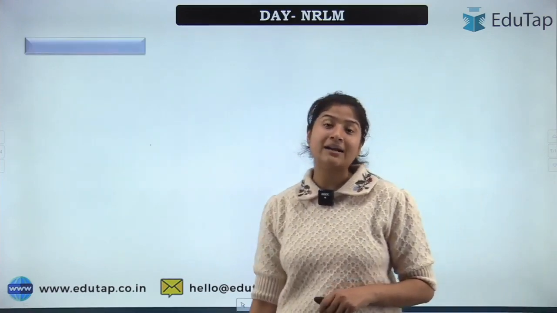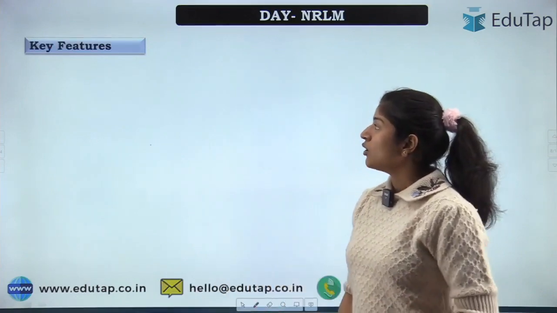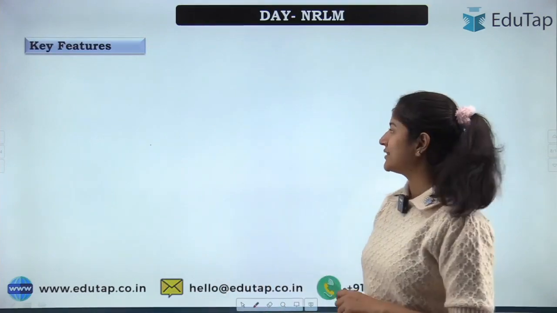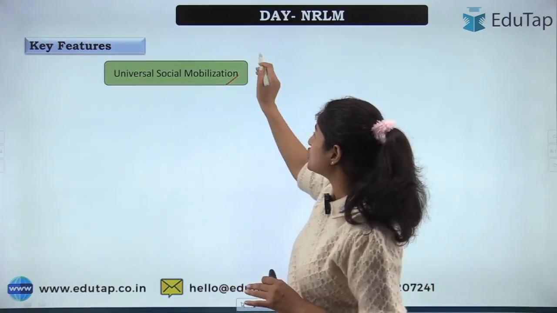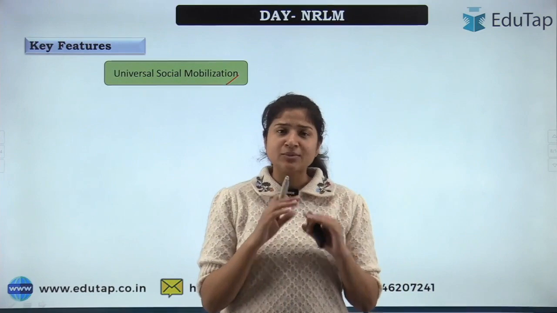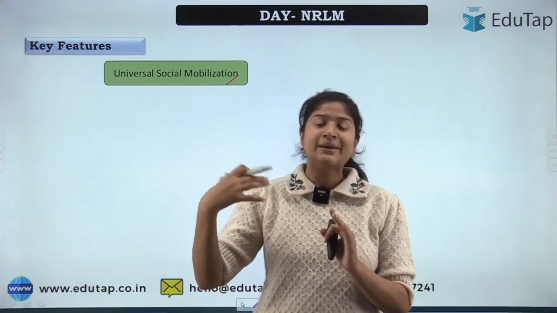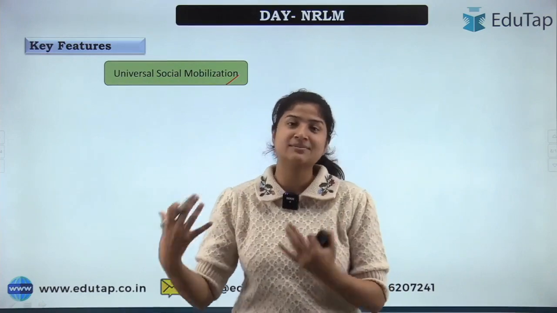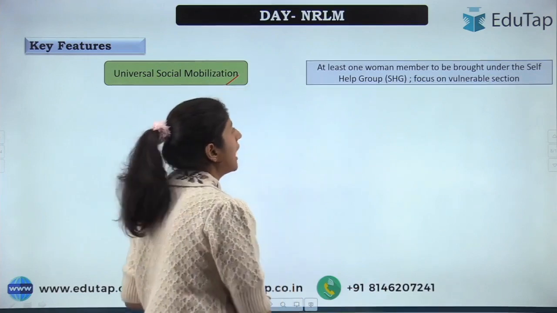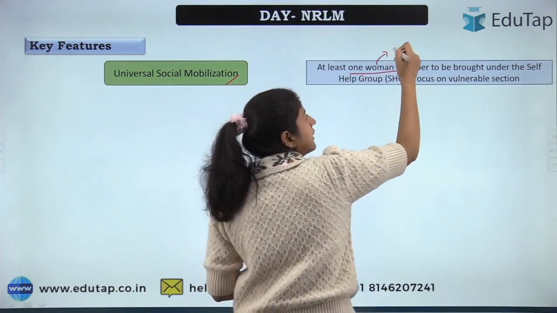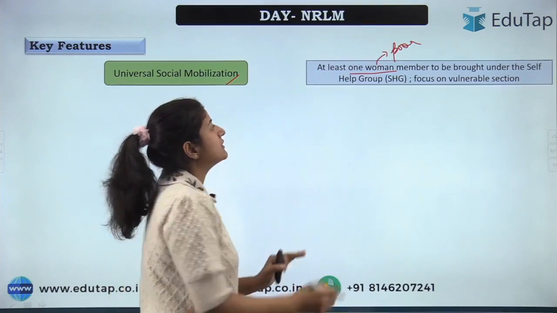Now we'll understand the key features of this particular scheme. So let's start one by one and understand everything in a clear way. First is universal social mobilization. So what does it mean? Social mobilization is nothing but when you collect a lot of people together and make them understand a particular concept, or you teach them something. So here, at least one woman member of each poor household will be brought under the self-help groups.